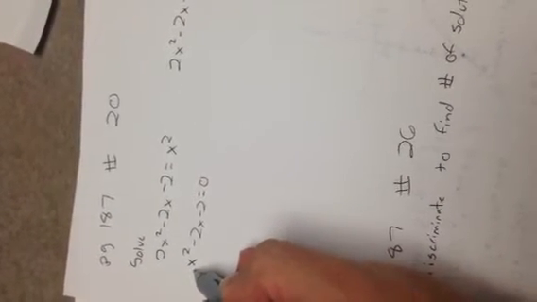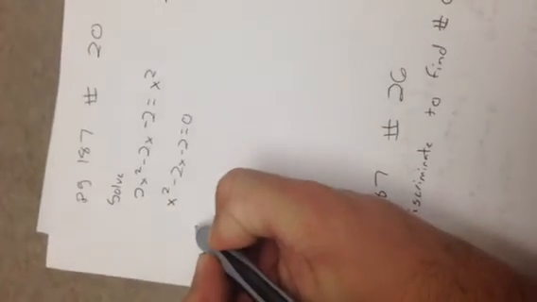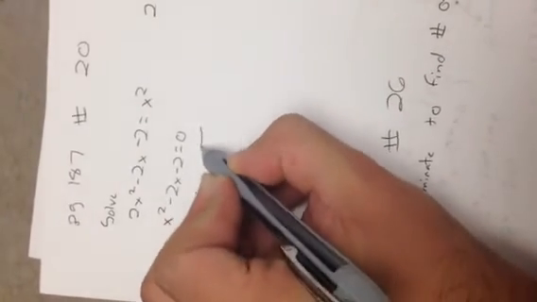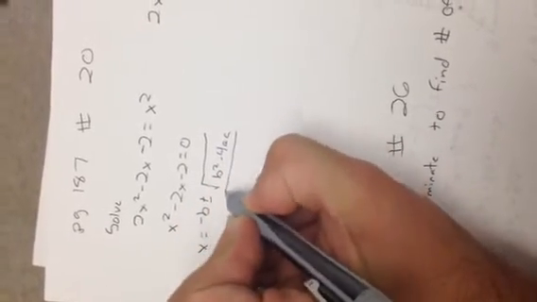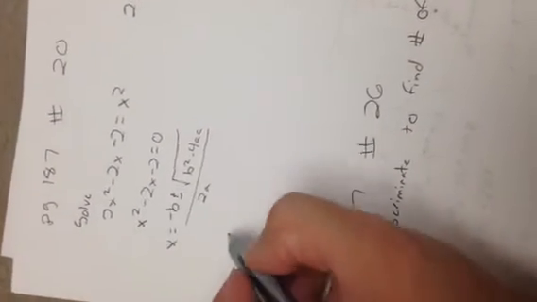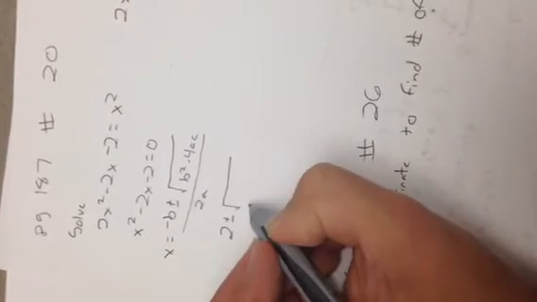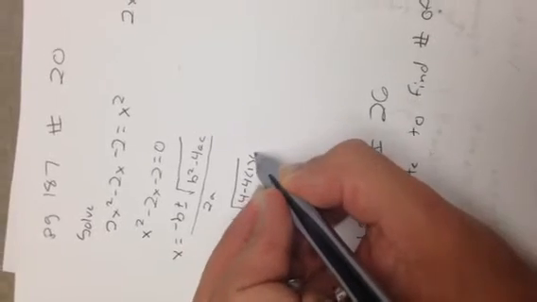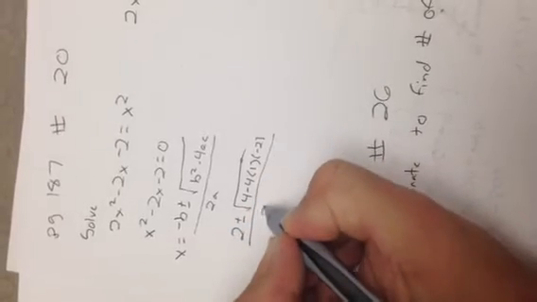So we have an a value in front of the x squared, a b value in front of the x, and this is our c value. Our quadratic formula, which you need to have memorized, is x equals the opposite of b, plus or minus the square root, b squared minus 4ac, all over 2a. So then the opposite of negative 2 is positive 2, plus or minus the square root of b squared is 4, minus 4, a is 1, c is negative 2, all over 2a.